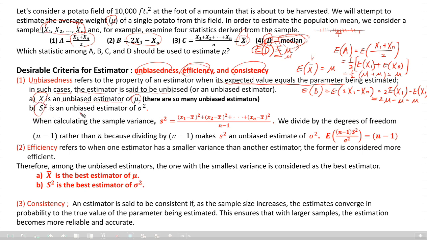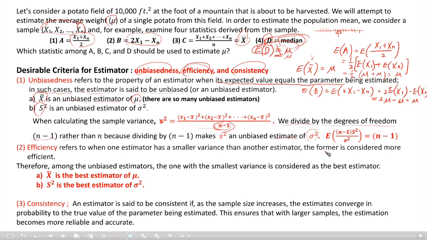S square is an unbiased estimator of sigma square. S square, the sample variance, is written with a small letter, okay? S square is (x1 minus x bar) square plus (x2 minus x bar) square up to (xn minus x bar) square, divided by n minus 1. What is the n minus 1? We call it degrees of freedom. We divide by the degrees of freedom n minus 1 rather than n because dividing by n minus 1 makes s square an unbiased estimate of sigma square.